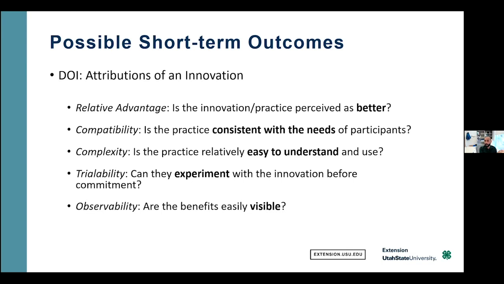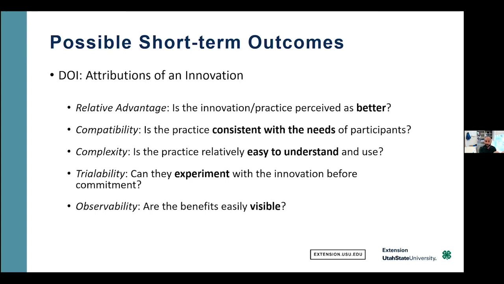So if you're asking them to do something that they think is not as good as what they're doing right now, chances are they're simply not going to adopt it, right? Another one is compatibility. In agriculture, this is very, very important, because if you're asking them to change a behavior and it requires that they change a lot of things in their system, then it makes it more difficult for them to adopt.